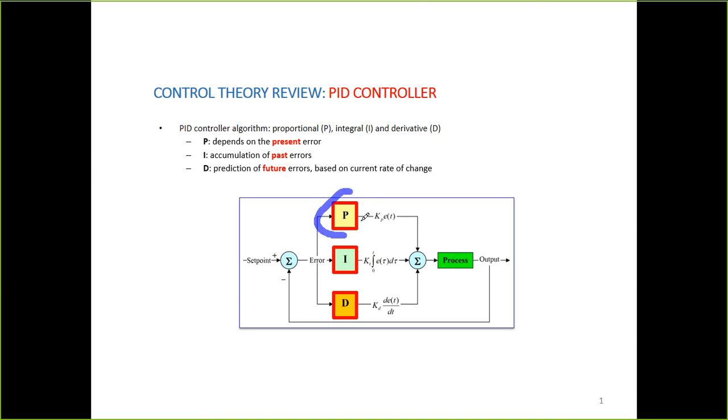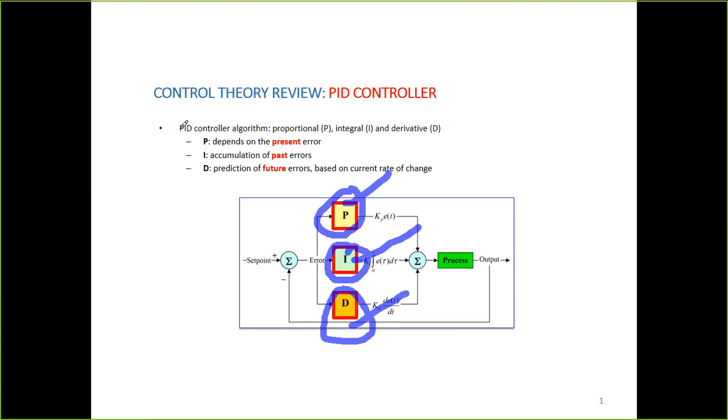So we have a proportional term, an integral term, and a derivative term. What is proportional, what is integral, what is derivative? Let us see now. For example, guys, please listen carefully.